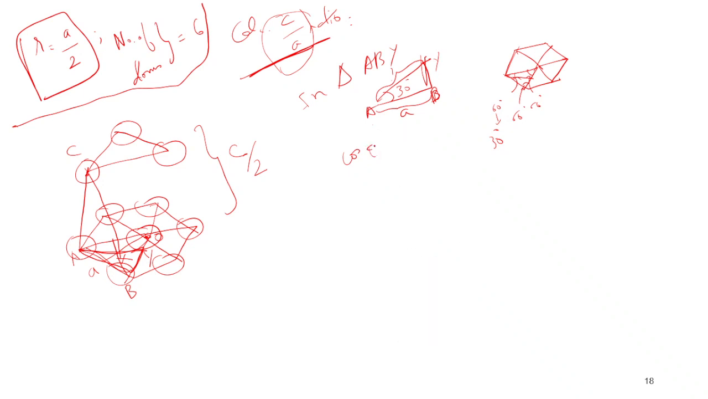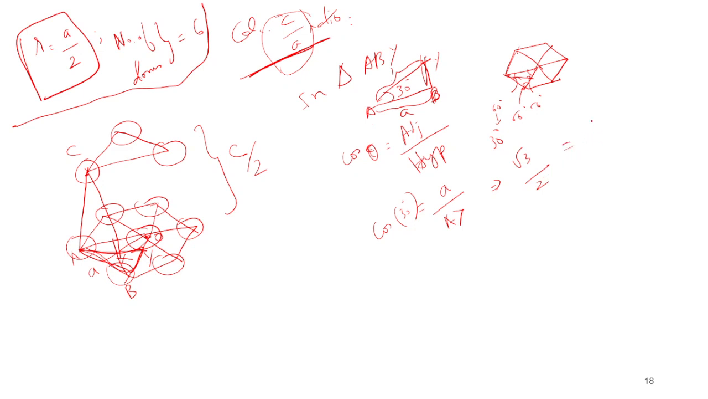What is cos theta? Cos theta is adjacent by hypotenuse, is it not? Here, what is adjacent? We have the side A, right? So what is the hypotenuse value? AY. And here we know the angle. Cos 30 degrees. What is cos 30 degrees? It is nothing but root 3 by 2, is it not?